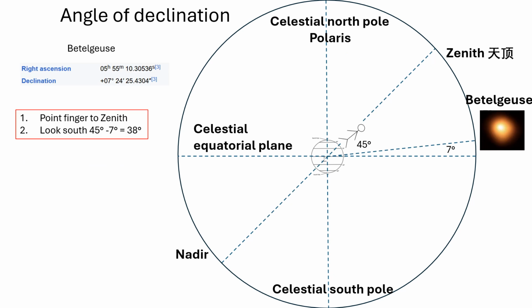Another practice, Betelgeuse. It has a declination of 7 degrees north. Raise your arm above your head, point your finger to the zenith, and this time you need to sweep south. By how much? 45 minus 7, 38 degrees. Within 24 hours, Betelgeuse will pass that point at its highest position in the sky.